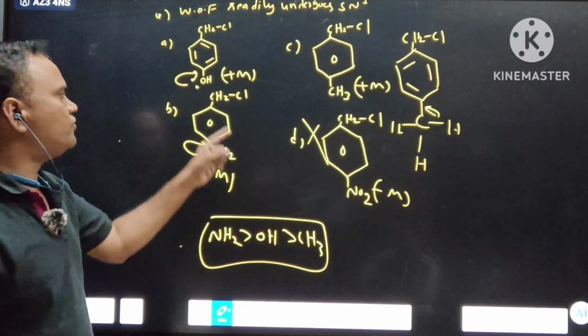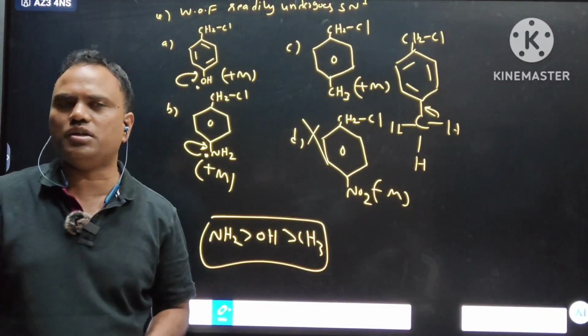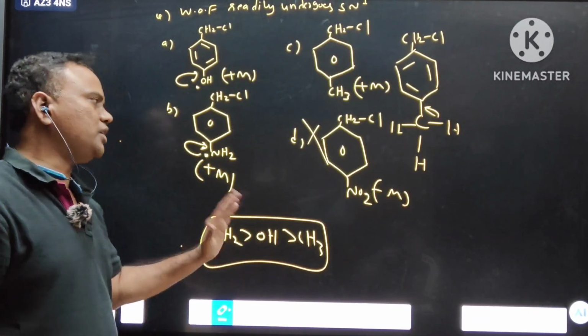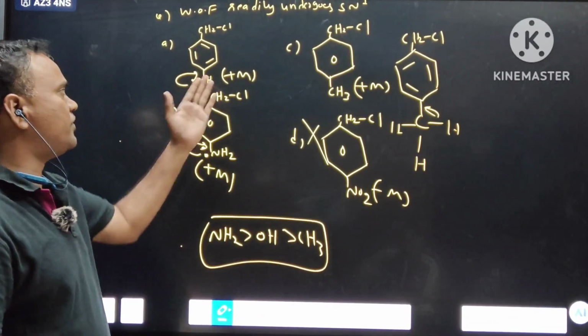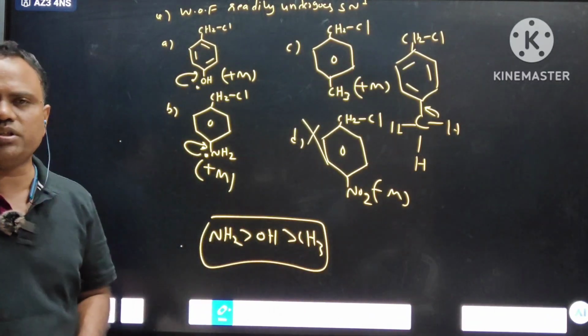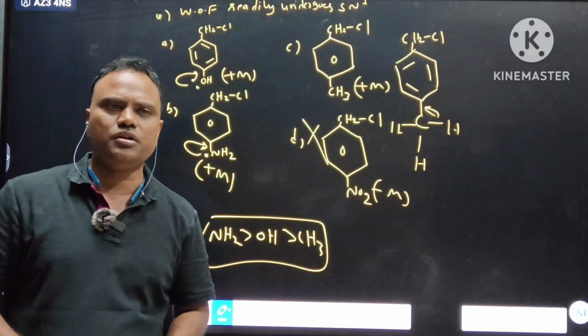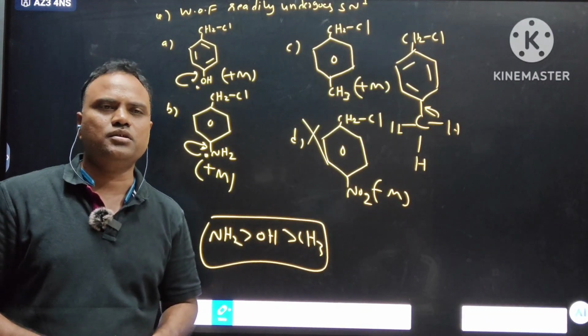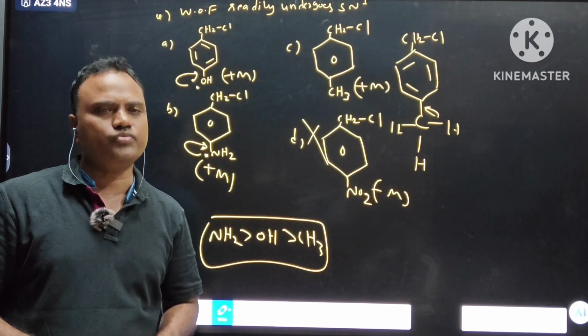So this compound forms a stable carbocation. That's why it readily participates in SN1. Plus M effect of NH2 is more compared to plus M effect of OH, and plus M effect of OH is more when compared with CH3. Clear? So now you can understand how the second year concepts link to first year.